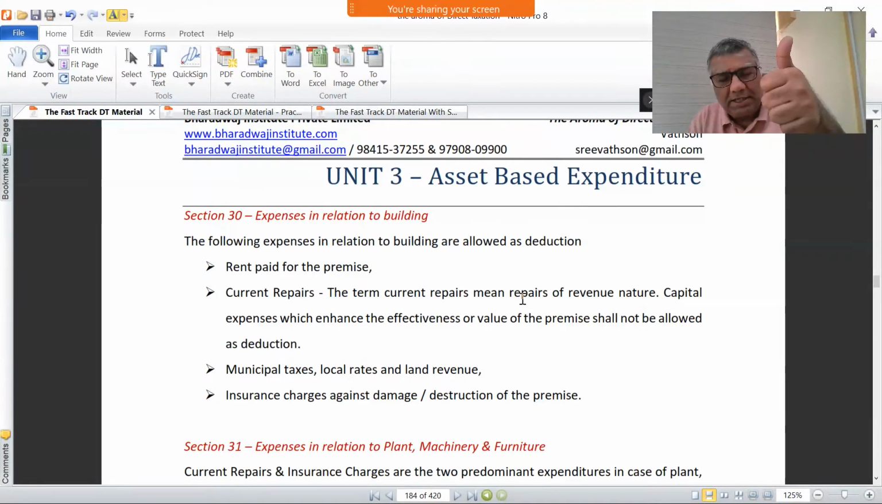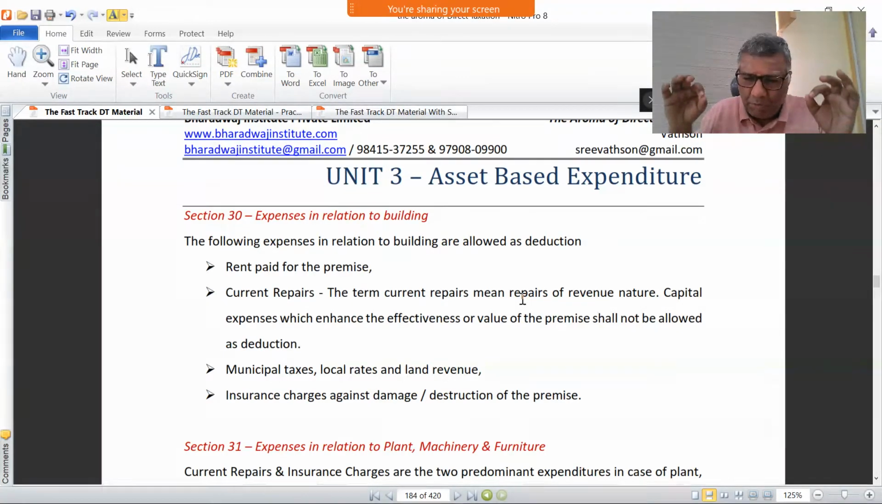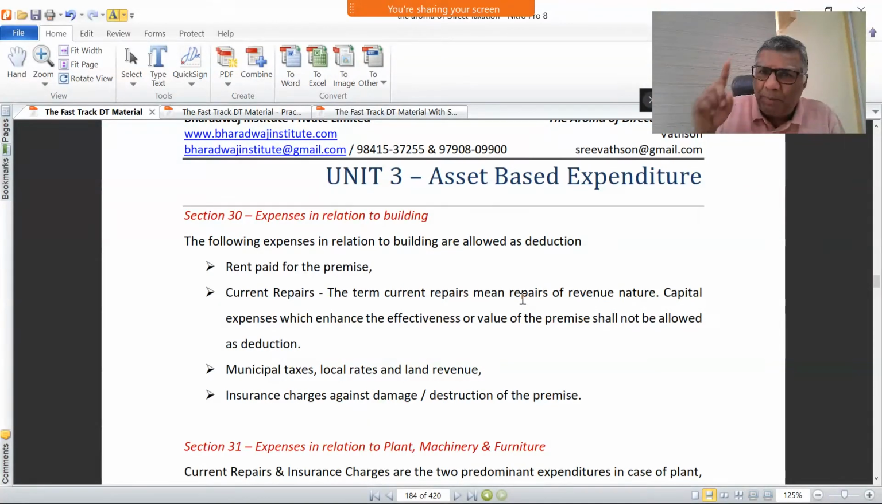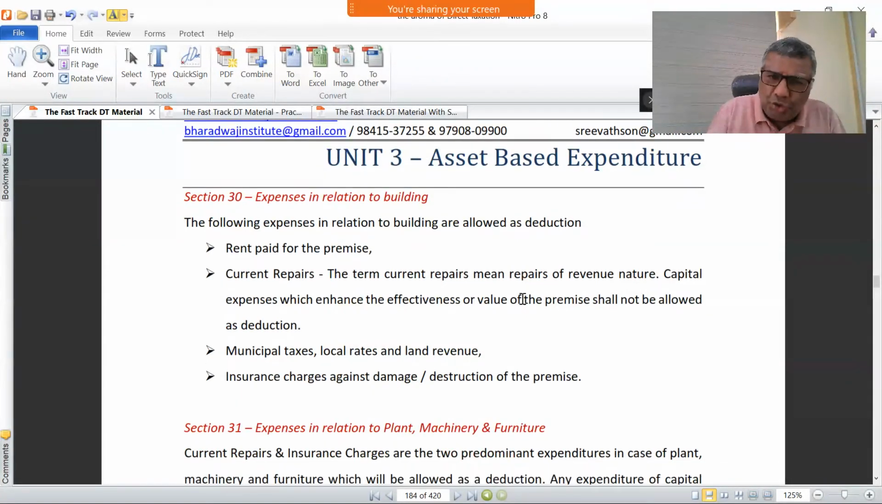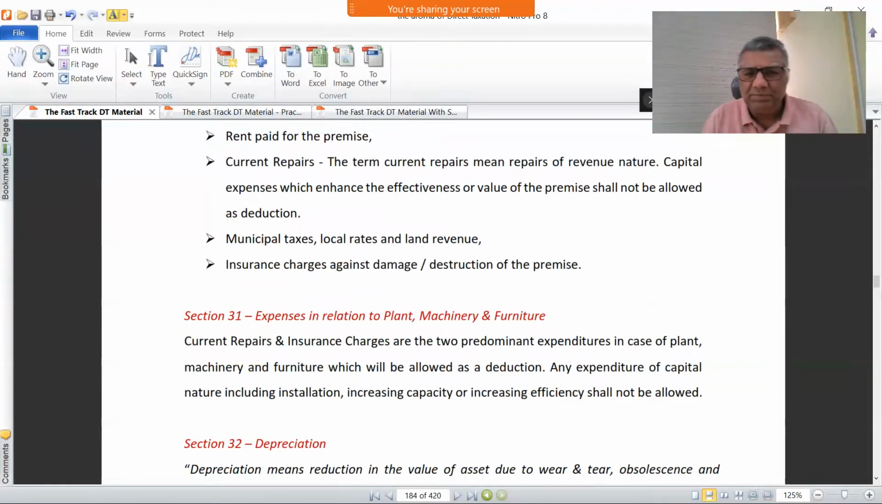Okay, section 30, expenses in relation to building: rent, current repairs, maintenance, municipal taxes, insurance are all allowed as deduction. Expenses for plant, machinery and furniture: hire charges, current repairs, maintenance, insurance are all allowed as deduction.